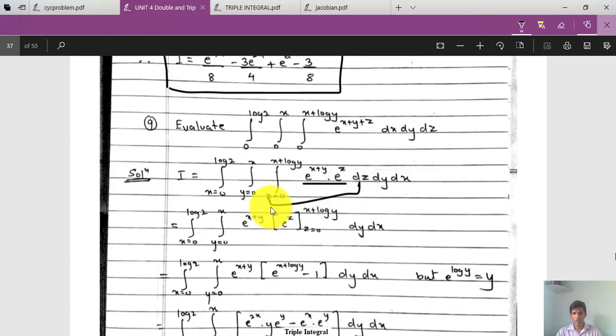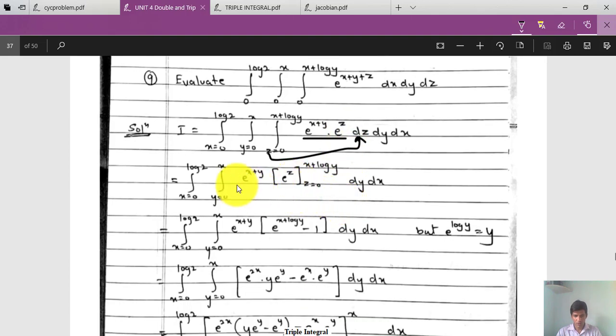If it is dx over here, then you need to integrate it with respect to x. Now here it is dz. So treat x and y as constants while evaluating it. So e raised to z over the limit z equal to 0 to x plus log y. Then upper limit minus lower limit turns out to be e raised to x plus log y minus 1, dy dx.